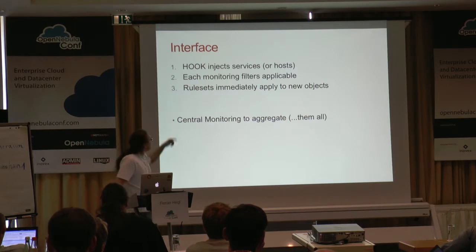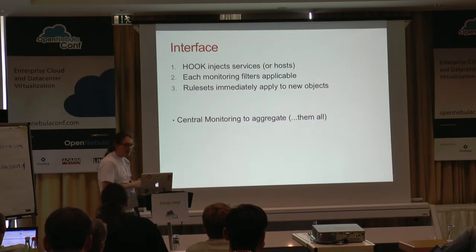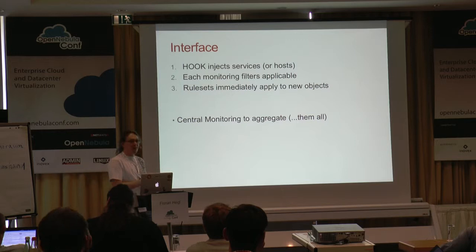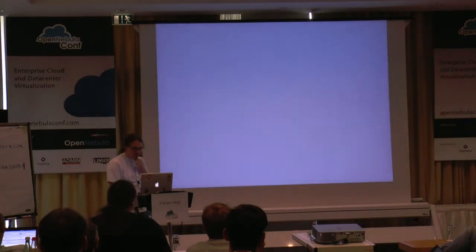Yeah, so that's why I had the hooks. They actually push the objects into the monitoring and make the rules happen. And to look at it, I don't want to look into 3 Nagios systems and tick off in every one of them if the server is okay. So I have a central one which aggregates the info.